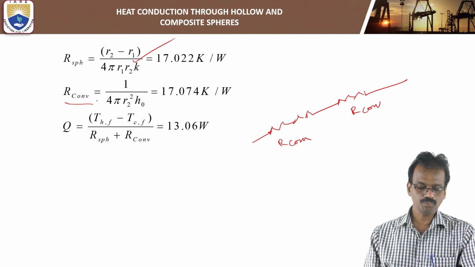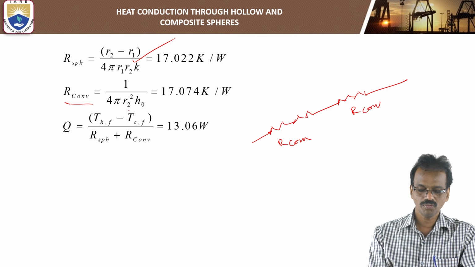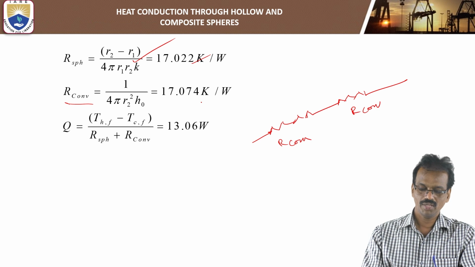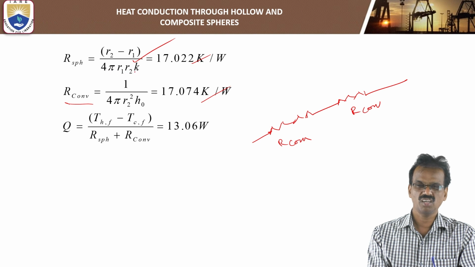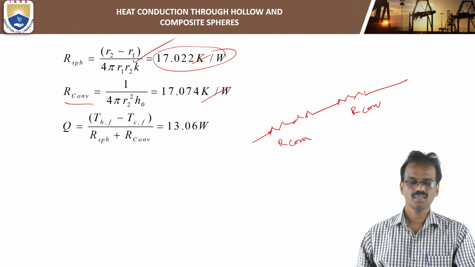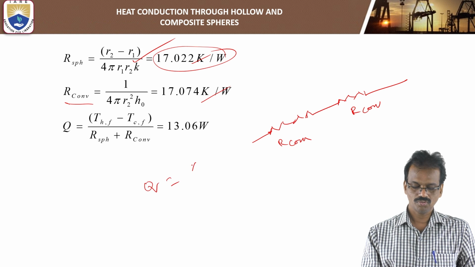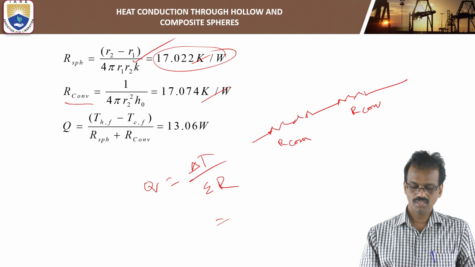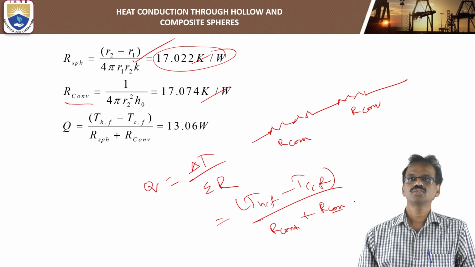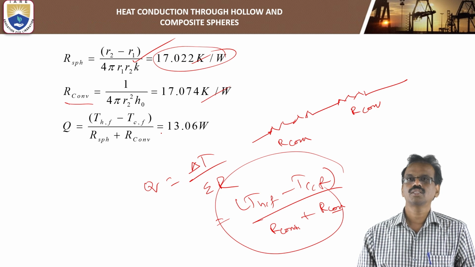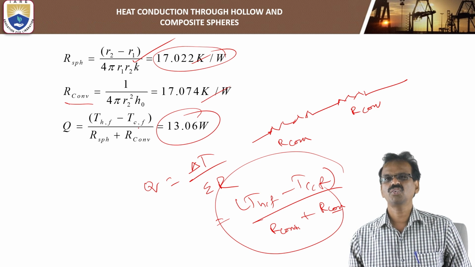Similarly, the thermal resistance of convection is 1 divided by 4 pi R2 square into H naught. So these are the values. You can solve this by substituting all the R1, R2 and K values, and you will get these values. Then the final formula: Q is equal to delta T divided by sigma R. Delta T means hot fluid temperature minus cold fluid temperature, divided by the conduction resistance plus the convection resistance. Substitute all the values and you will get the answer. This is the sample numerical to understand the concept.